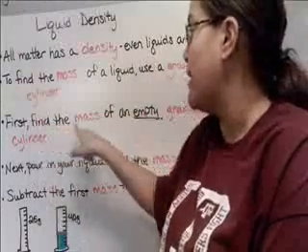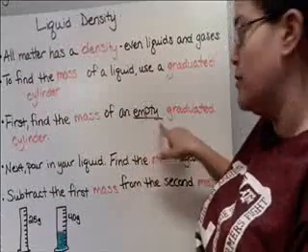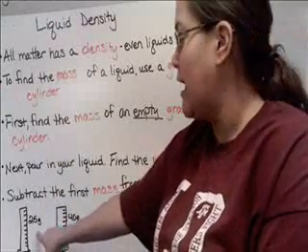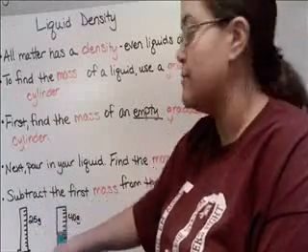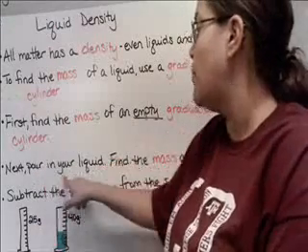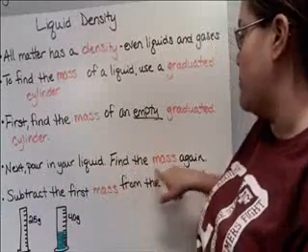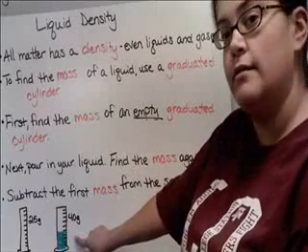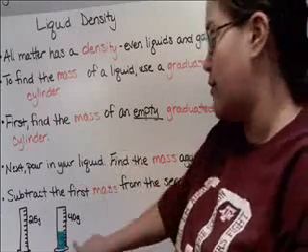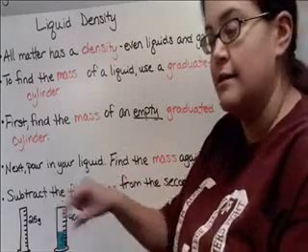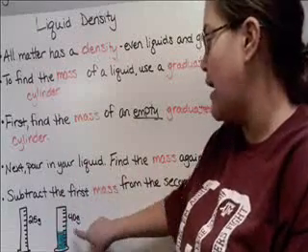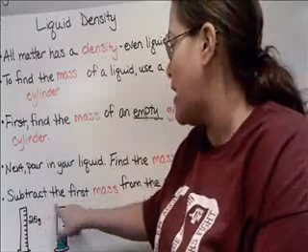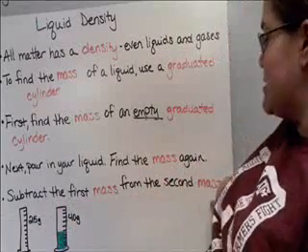So first, you find the mass of an empty graduated cylinder. So here's our graduated cylinder. It has nothing in it, and it has a mass of 25 grams. Next, you pour in your liquid, and you find the mass again. So I poured in my liquid. This is green liquid. And I put the graduated cylinder on a triple beam balance, did the scales, the slides, and I found it has a mass of 40 grams now. Then you subtract the first mass from the second mass.